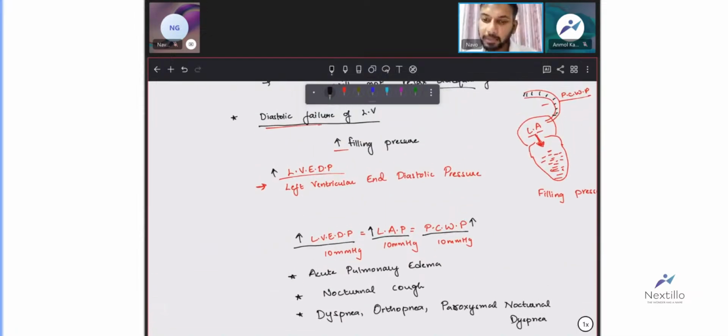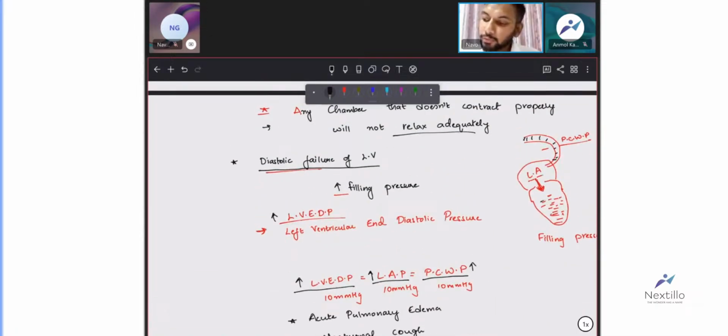Basically, all of this is happening because the blood is not able to come into the left ventricle. So it is pooling back into the left atrium, and then back into the pulmonary veins. So this fluid is going from the pulmonary veins into the pulmonary capillaries, and from the pulmonary capillaries into the interstitial cells or interstitium of the lungs. That is what is known as acute pulmonary edema.